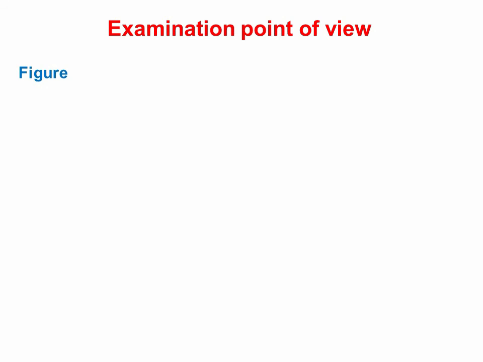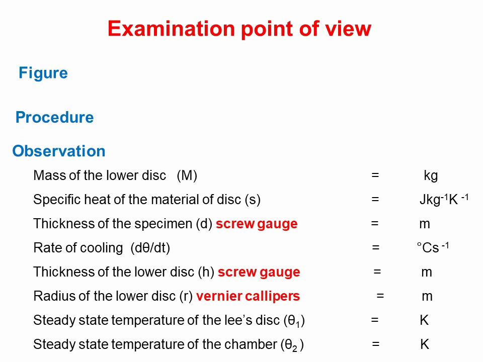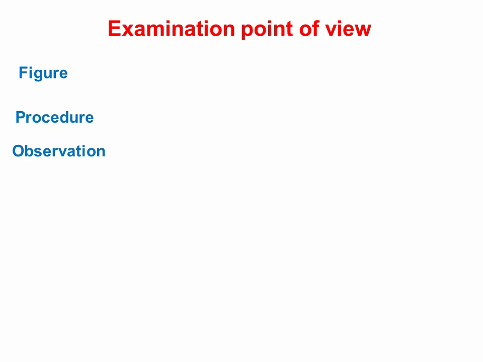The next one, procedure. Write 10 lines about the procedure. Next, observation. Observations, the mass of the lower disc, specific heat capacity and all such things. Each letter in the formula, that is called observation. What are the values you have obtained? You just note them down under the observation.